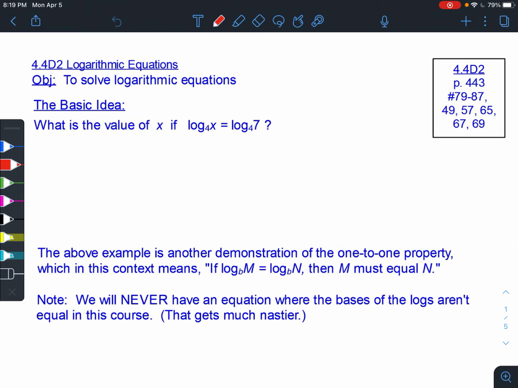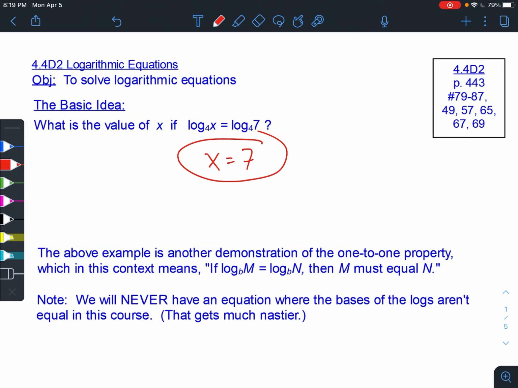What is the value of x if log base 4 of x equals log base 4 of 7? Hopefully it's pretty clear that the x value there has got to be 7, because if you've got log of something equals log of something else, then those two somethings got to match. All right, so there's that.